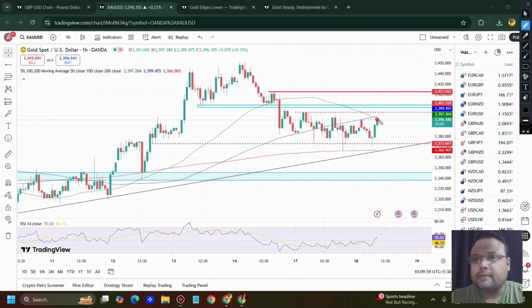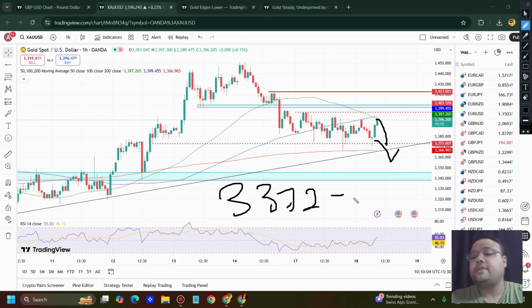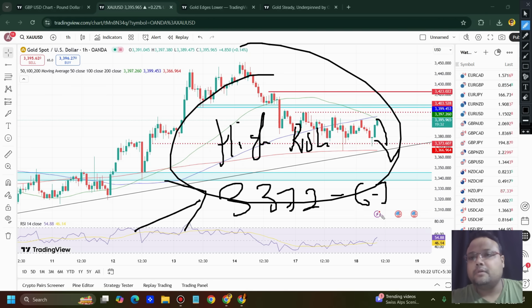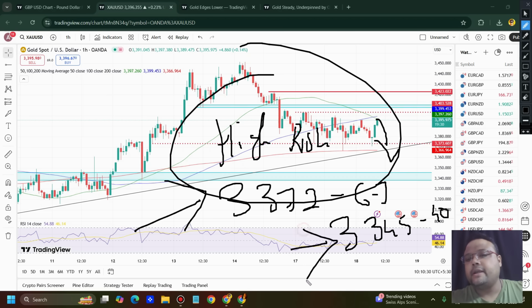So there is a possibility that during the day there can be some SL hunting. If you see the market is coming down, then yes, you can look for a buy around 3372, 3367 area again, because market has been taking support around this area. So the support of 3372-67 is valid, but high risk. And if market drops, we can look for the next support around 3345-40. Remember this support area? Yes, 3345-40 is still very much valid if market drops.